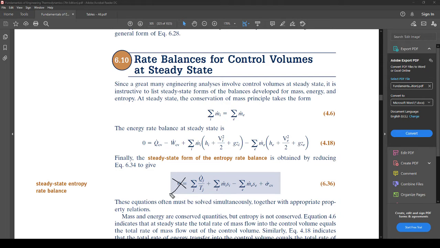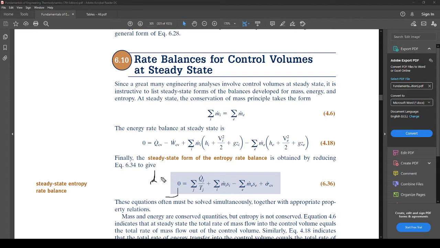So the reason why it went to 0 is the following. Because it's a steady state operation, it means what? Somebody want to tell me what steady state is, why did this go away? Because over here used to be dSCV over dt, if you recall, this one right here. So why did it go away? What happened?